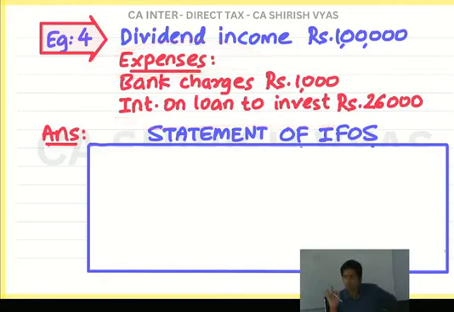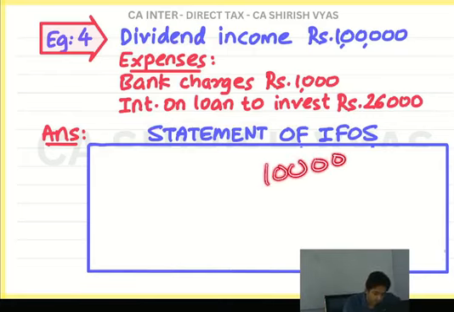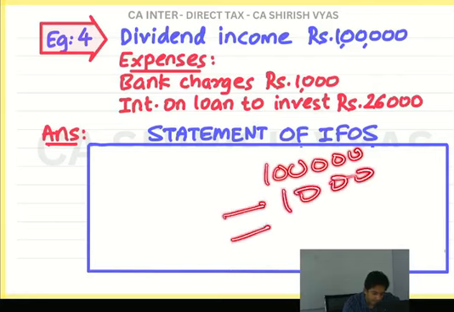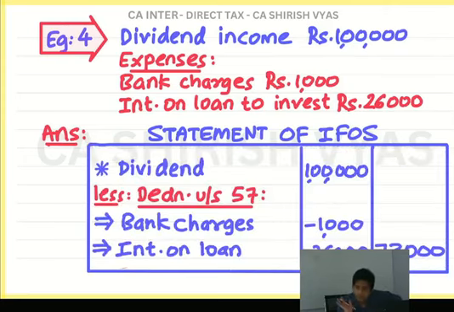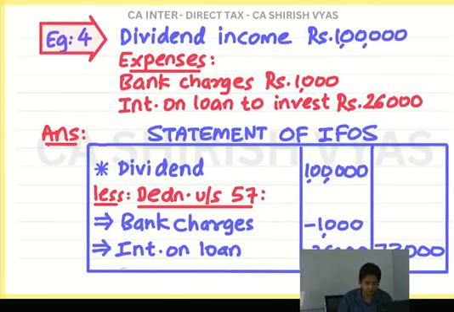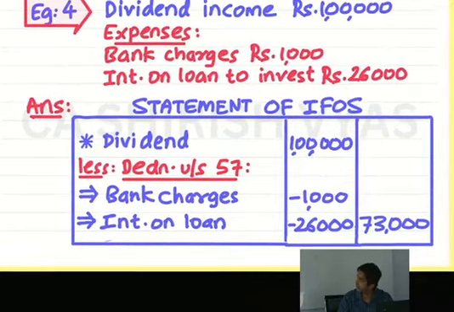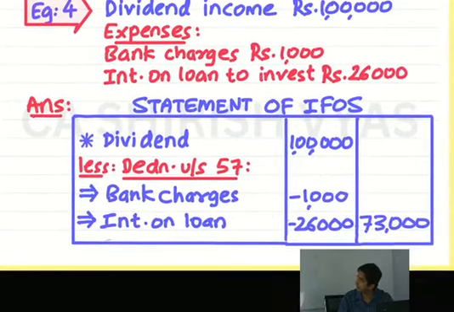So tell me, normally what student will do, look, dividend income, let us write in the inner column, then minus bank charges 1000, interest on loan 26,000, outer column how much you get? 73,000. See, this is the way usually you would like to present. Wait, it's not seen on the screen, I will show you properly. Wait, now can you see? Inner column dividend 1 lakh, less deduction under section 57, bank charges and this. You would have done like this only.